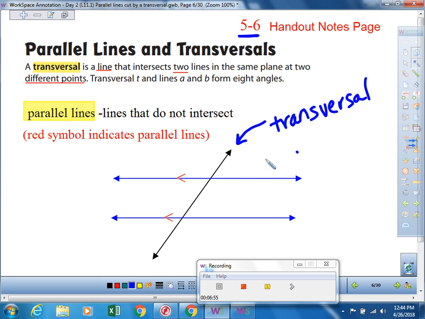If there was another line going this way, then they wouldn't just use one little arrow like that, because that would mean it's parallel to those. So they would do two like this.